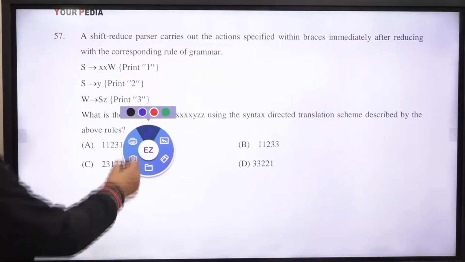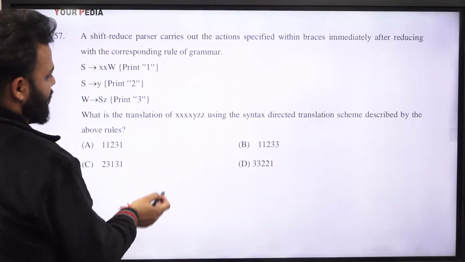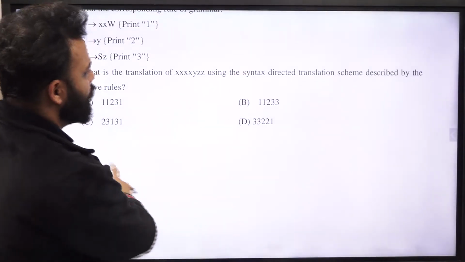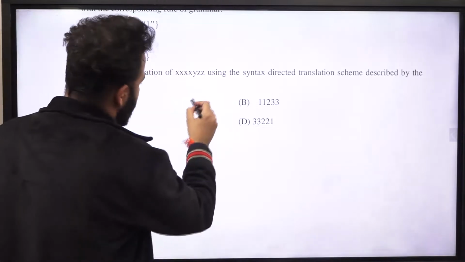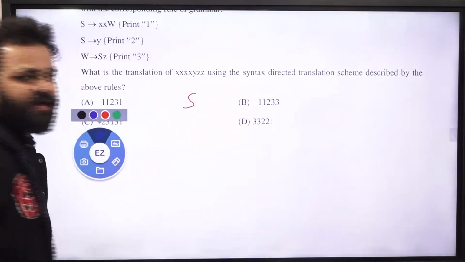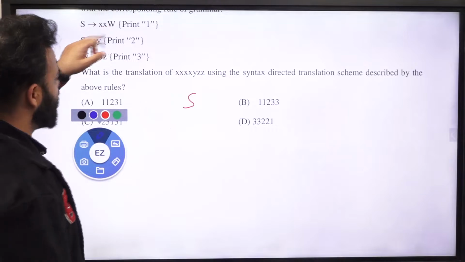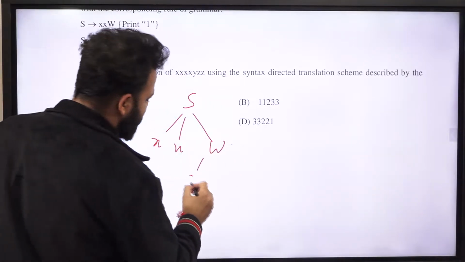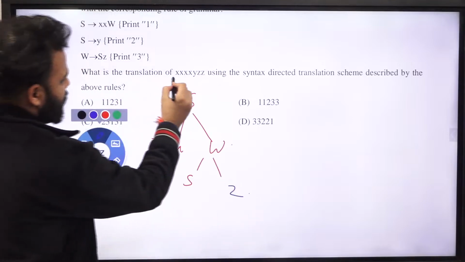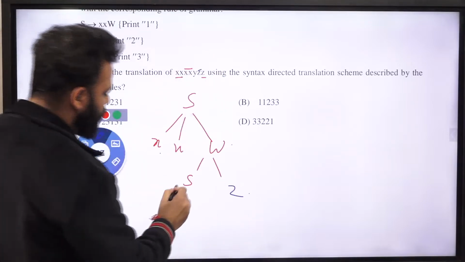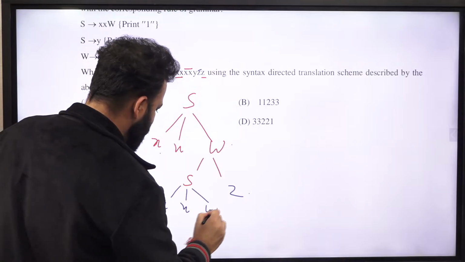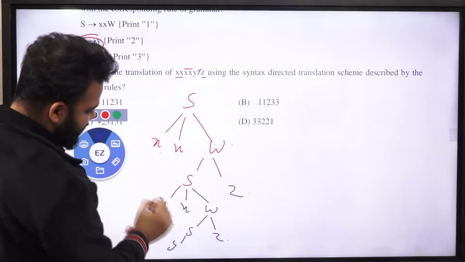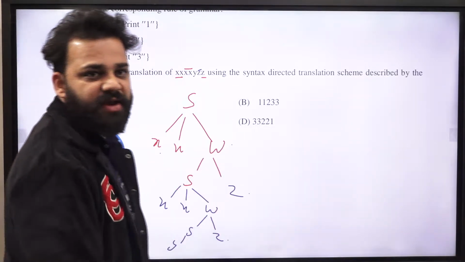Now you have been given an SDT and it is asking what is the translation of x, x, x, x, y, z, z using the SDT. So first of all, by using this tree, we will try to make x, x, x, x, y, z, z. Now every time I make an s, from s, I can make 2 x and I can make one w, and w will give again z. Now we have 2 x and 1 z, again 2 x and 1 z more required. So I can make it like this, and in the end s will go to y. So we have x, x, x, x, y, z, z. So our string is completed.